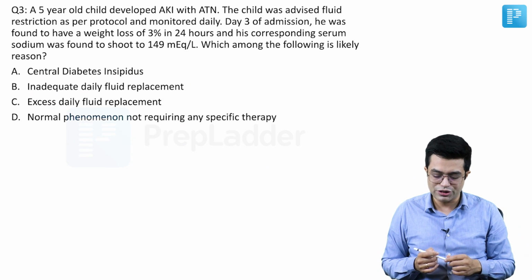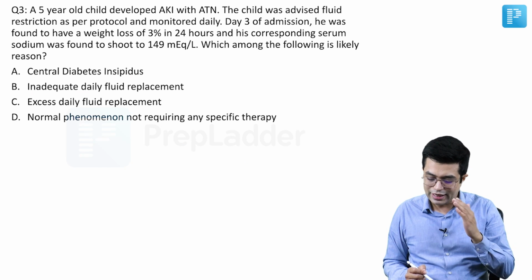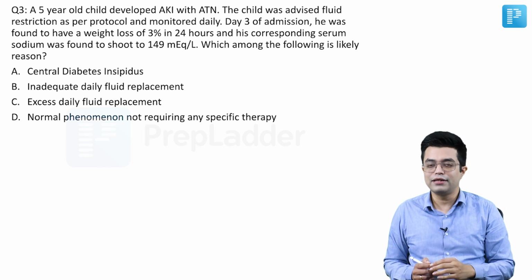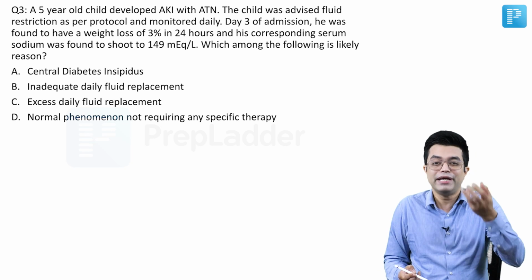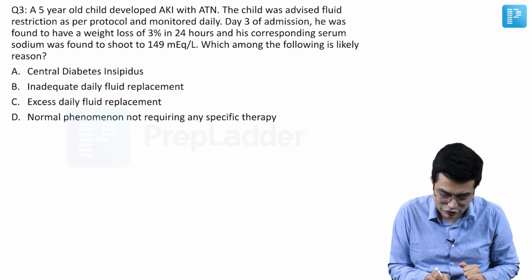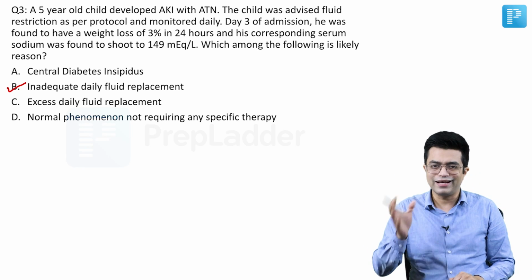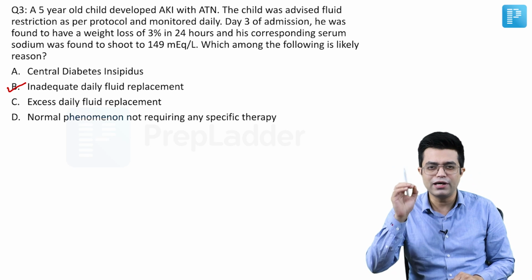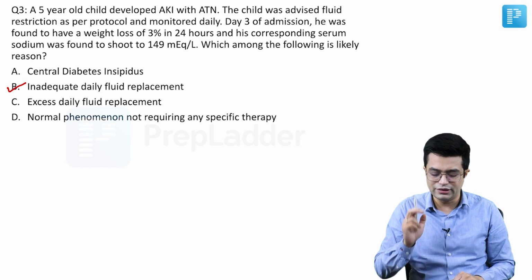So look at the answer to question number 3 again. There is extensive weight loss more than 1% and there is an increase in serum sodium concentration. It shows that you are not giving even the bare minimum maintenance fluid to the child. So the answer for this is inadequate daily fluid replacement. What should you do? Correct where you are lacking, where fluid is not being given, and you need to replenish that fluid. Question number 3, the answer is B.